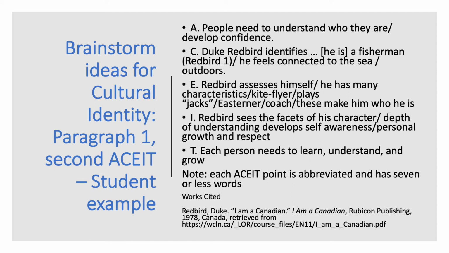And then for paragraph 1, the second ACIT, here's a different student example, and they are again selecting from Redbird, and they've got their A, C, E, I, T set up, and it flows logically, which is what ACIT is good for, and the person has written their works cited below in the outline, but you don't have to transfer that to the essay. The works cited will just stay on the outline.